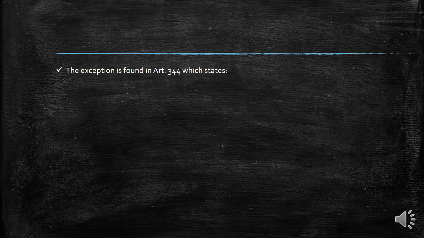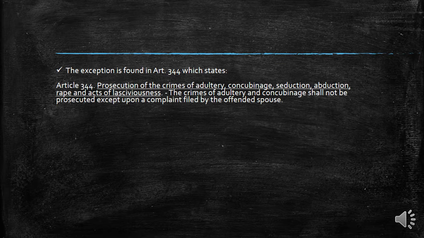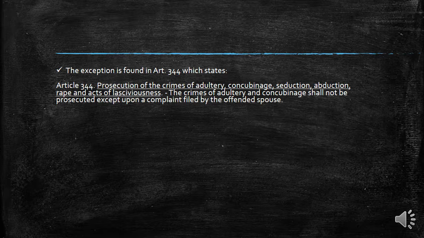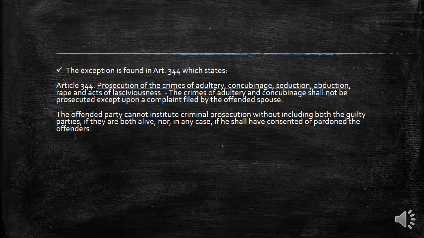The exception is found in Article 344, which states, Article 344, prosecution of the crimes of adultery, concubinage, seduction, abduction, rape, and acts of lasciviousness. The crimes of adultery and concubinage shall not be prosecuted except upon a complaint filed by the offended spouse. The offended party cannot institute criminal prosecution without including both the guilty parties, if they are both alive, nor in any case if he shall have consented or pardoned the offenders.